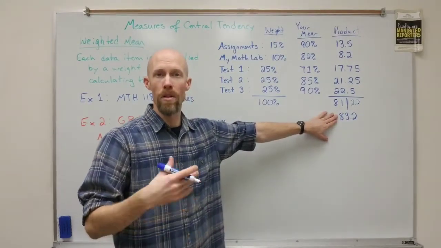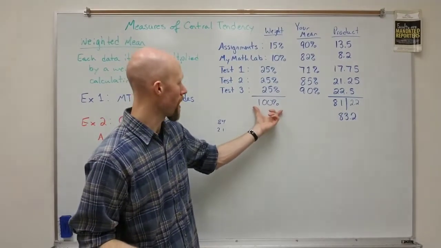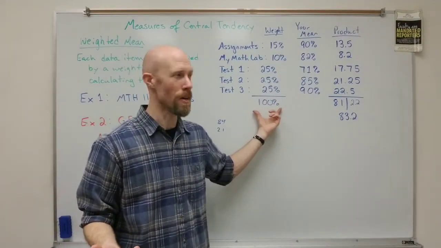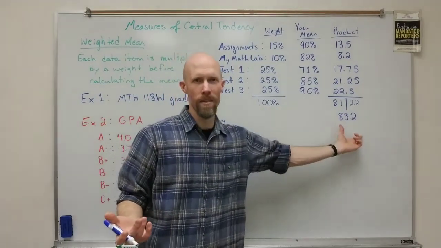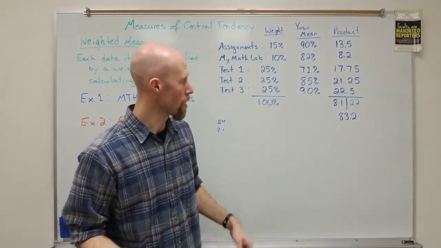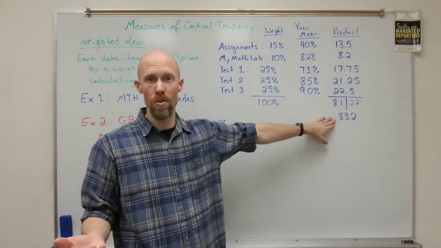Okay, so that's your sum. Now you want to divide by the total weight, which is 100%. So actually, I'm dividing by 1 because you turn that to a decimal, right? So 100% is 1. So divide by 1. That's my average right there. So that's my weighted mean. So that means that with those scores, you end up with an 83.2% in the class.